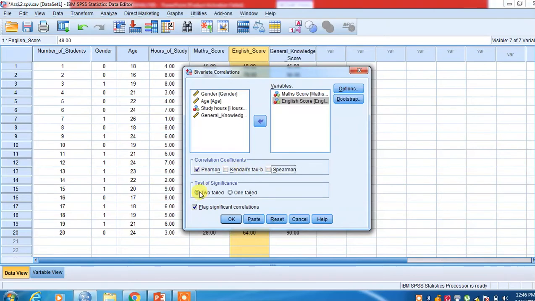Test of significance: I choose two-tailed because I am not sure whether my results will lie on the positive peak or the negative peak. And the flag significant correlations option is ticked because it helps to find significant correlations, as it adds one asterisk when the level is 0.05 and two asterisks when the level is 0.01. Okay, now we are applying it.